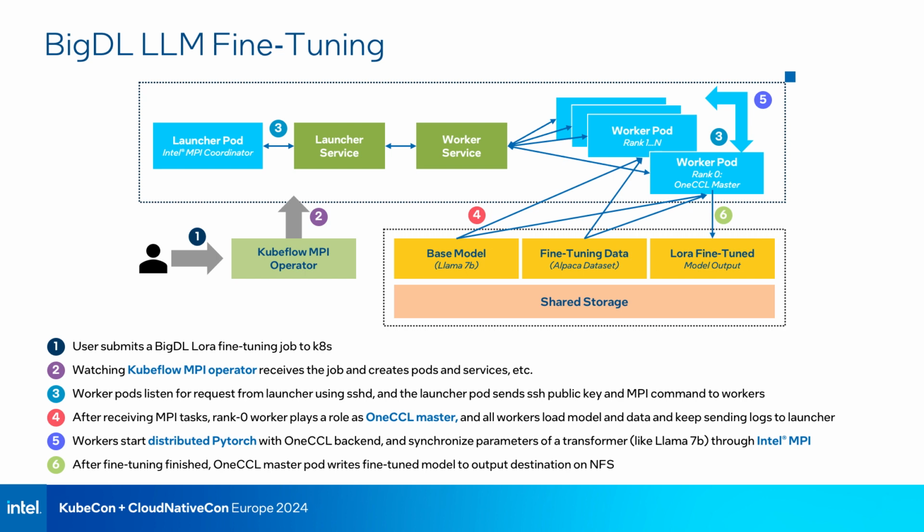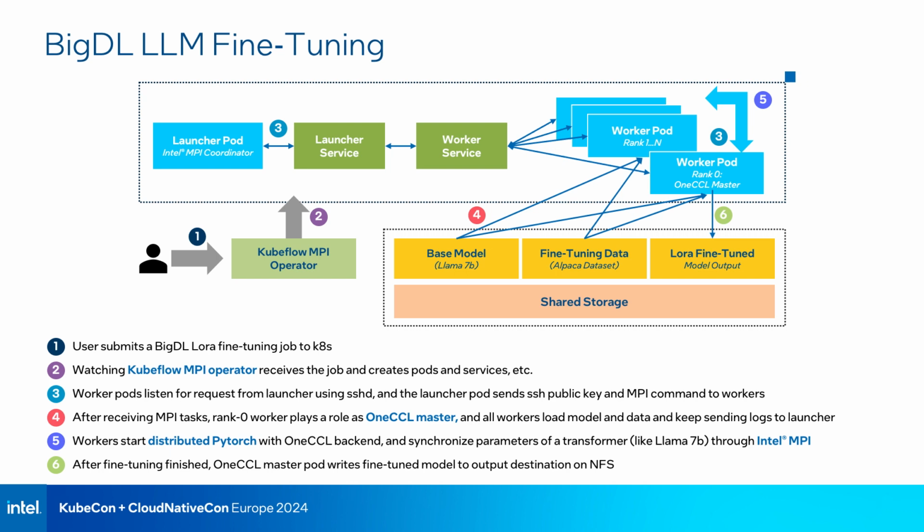It also easily saves fine-tuned models for later use, making it a flexible and efficient way to work with machine learning. And here is the operational process. A user submits a BigDL QLoRA fine-tuning job to Kubernetes. The Kubeflow MPI operator then manages the task, creating pods and services.